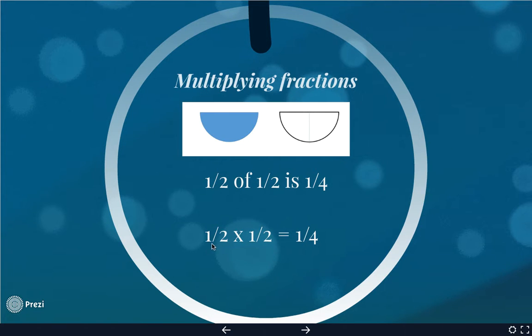Unfortunately, I couldn't do it the regular way. So basically, you just multiply across. 1 times 1 is 1, and 2 times 2 is 4.